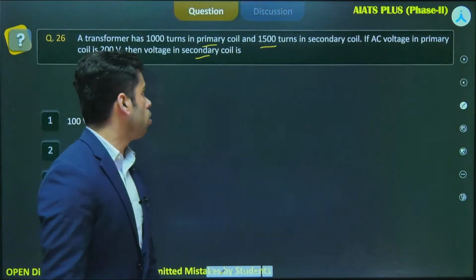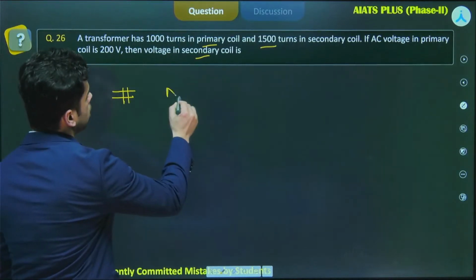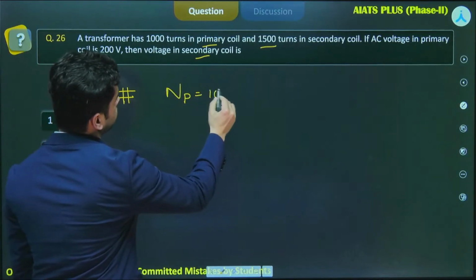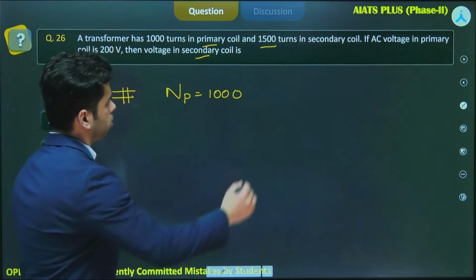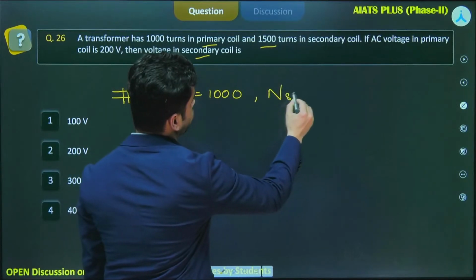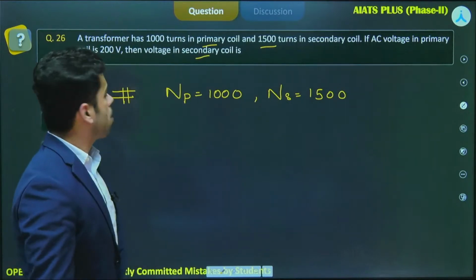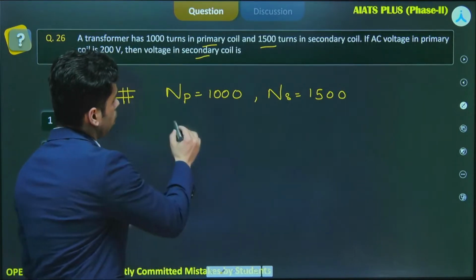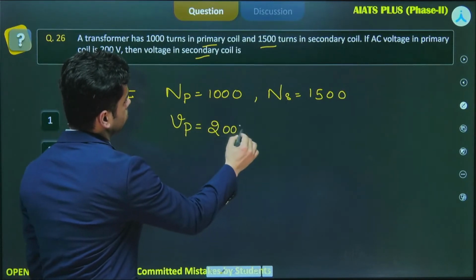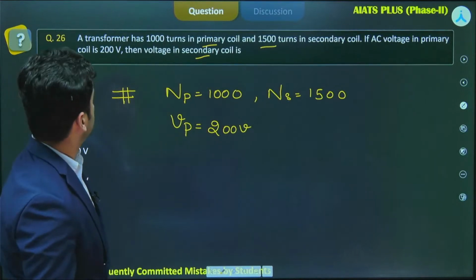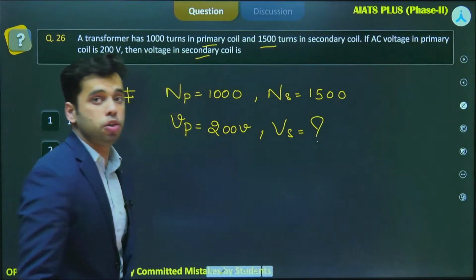Now let's head back to the original problem. It says that the transformer has 1000 turns in the primary coil, so I'll put Np equal to 1000, and it has 1500 turns in the secondary coil, so I'll put Ns equal to 1500. If AC voltage in primary coil is 200 volts, so Vp becomes 200. Then we need to find Vs. That is the data given to you in the problem.